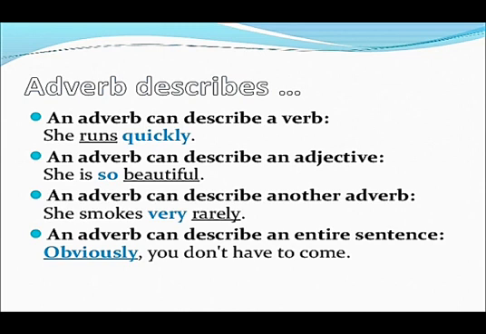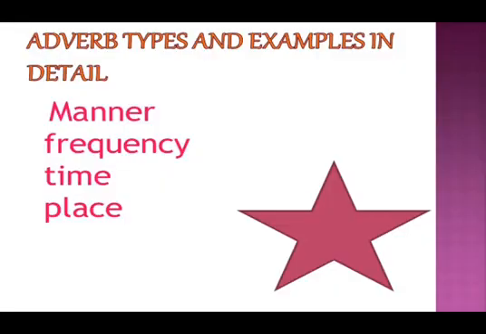Now an adverb can describe an adjective. She is so beautiful. Here the adverb is so, and it is describing beautiful. Why? Because it is saying that it is so beautiful, it is very beautiful. It is not just beautiful, it is very beautiful. Now an adverb can describe another adverb. She smokes very rarely. Now an adverb can describe an entire sentence. Obviously you don't have to come. So these are the places where adverbs are used.